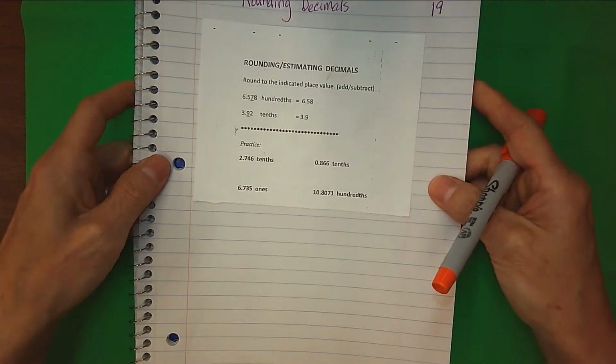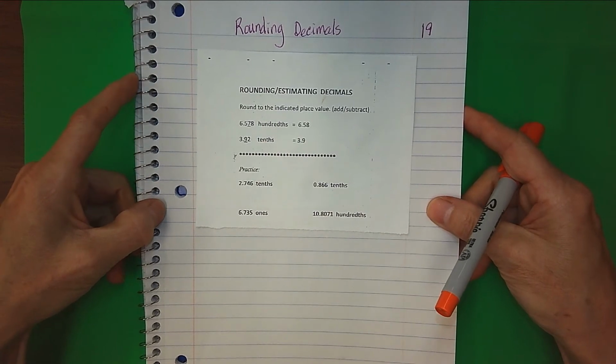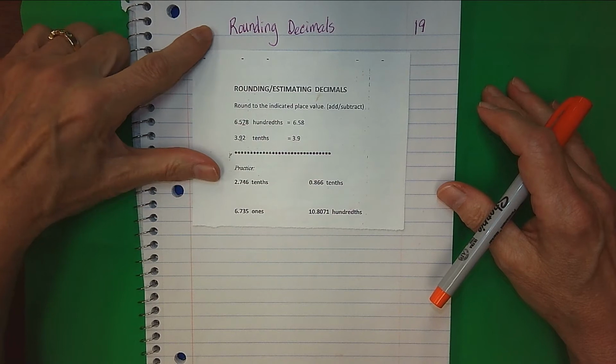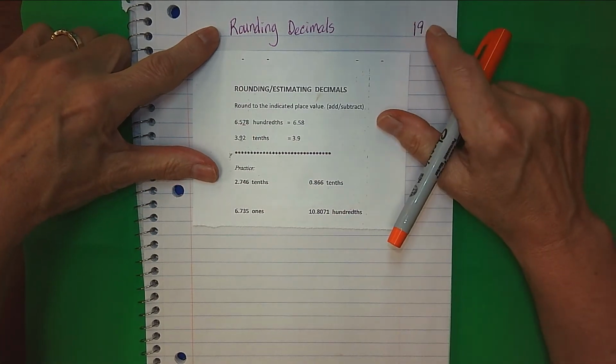Then in class, you were given this little sheet for practicing rounding decimals. At the top of the page, I put rounding decimals and page 19.